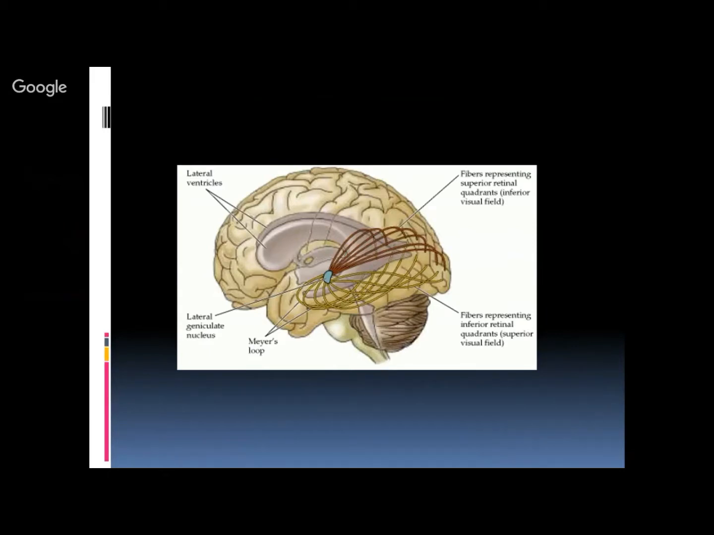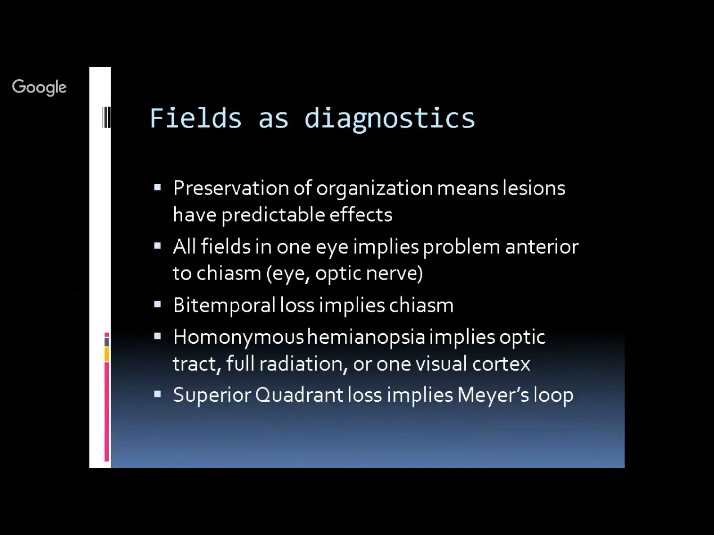Here's a representation of the fibers coming out from the lateral geniculate nucleus, and Meyer's loop is the one that goes out into the temporal lobe. These are inferior, so sometimes you'll lose the superior field with this type of stroke. If you have a stroke in this general area, you might have more of a loss of inferior vision. What about the fovea? I think it's kind of buried right in there. Okay, fields as a diagnostic.